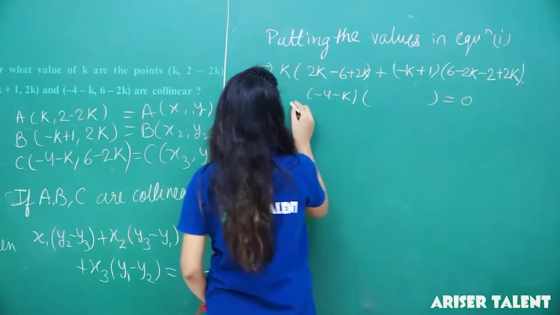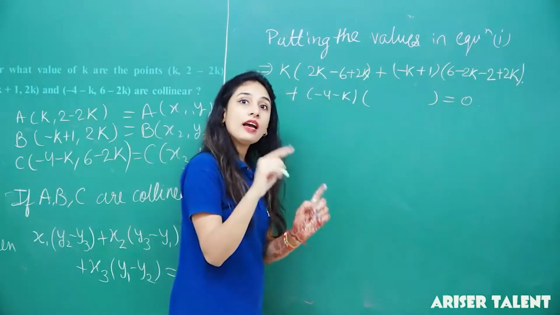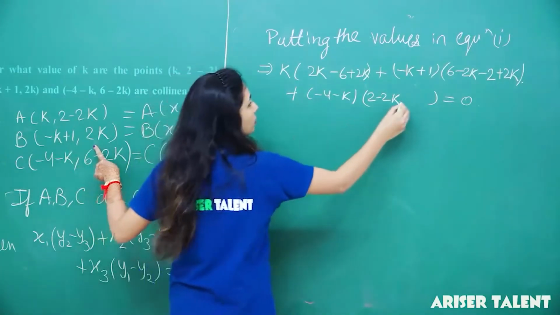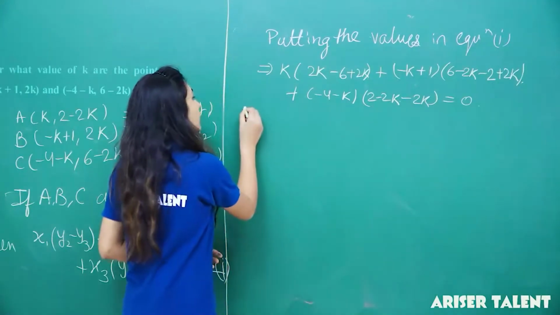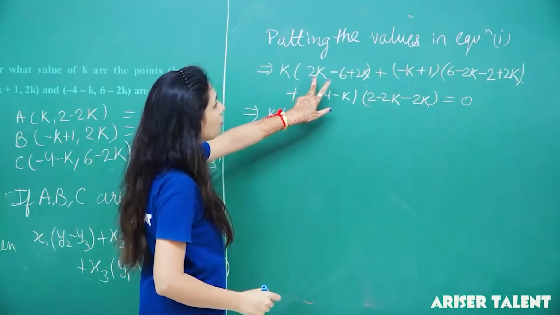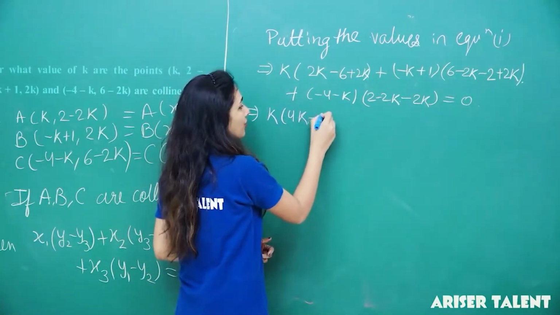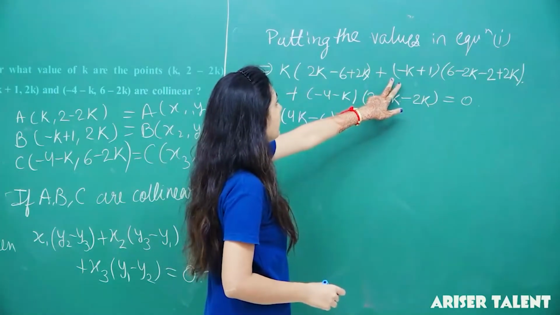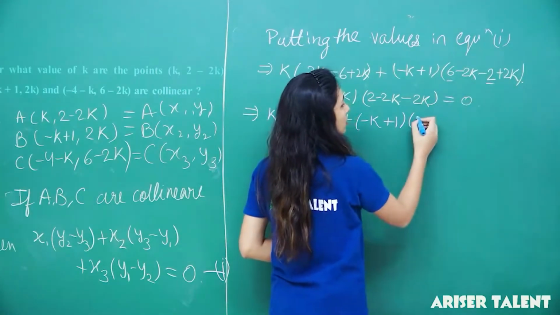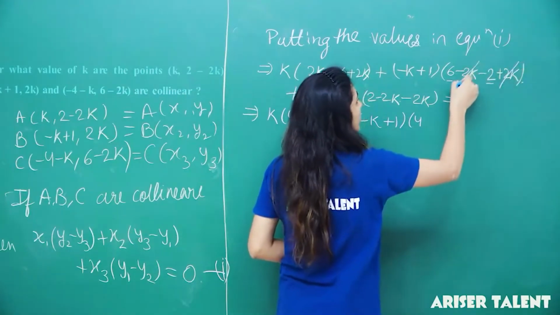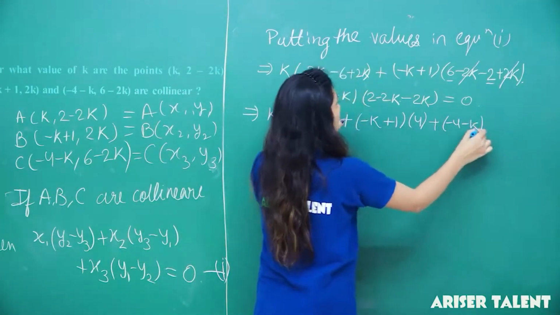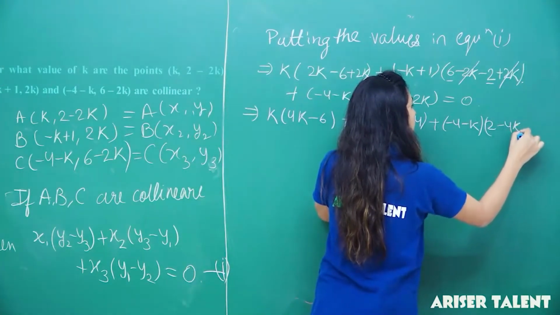Now, if I talk about plus x3, after x3 there will be y1 and y2. So y1 is 2 minus 2k and then y2 is 2k. That should be equal to 0 for sure. If I solve this, that will be k times 2k, 2k is 4k, 4k minus 6, plus minus k plus 1, and then 6 minus 2 is 4, minus 2 plus 2 cancels out. Now here it will be plus of minus 4 minus k, times 2 minus 4k, equals 0.